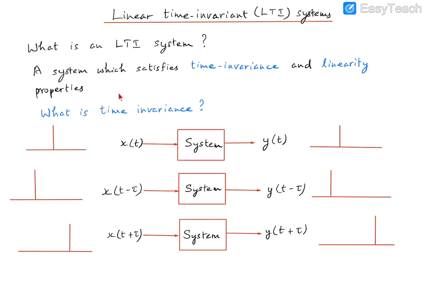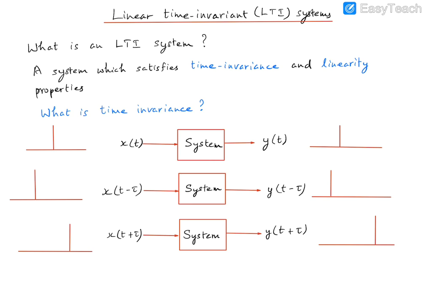What do we mean by time invariance? Let us consider some system which has an input signal x of t applied to it, and the system produces some output signal y of t. I am using the notation here for signals in continuous time. The same ideas work even for the discrete time case as well. So an input signal x of t applied to the system produces an output signal y of t.